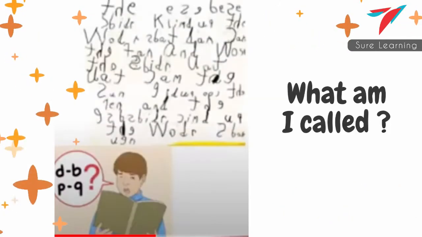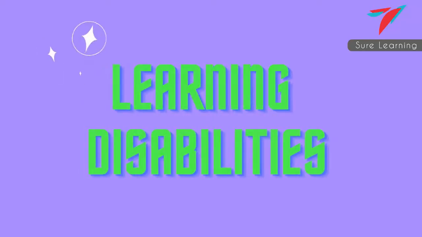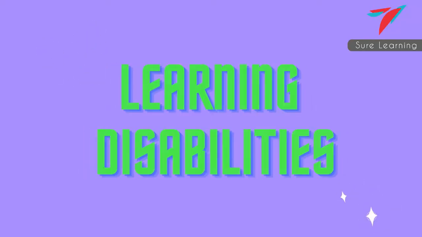What am I called? It is a learning disability. It is a neurological disorder that affects the ability to understand or to use spoken or written language, to do mathematical calculation or to coordinate movements and even direct attention. There are 7 types of learning disability.